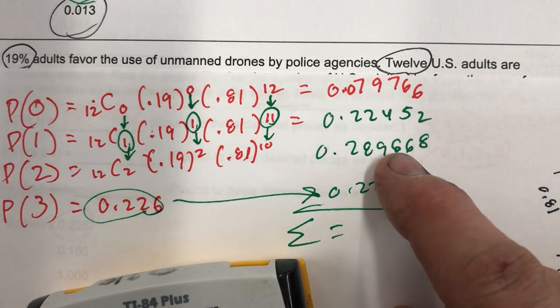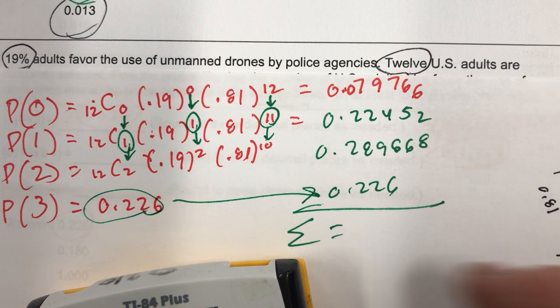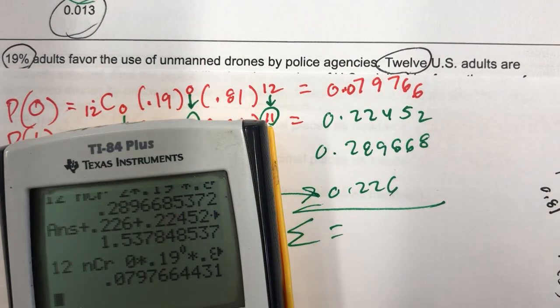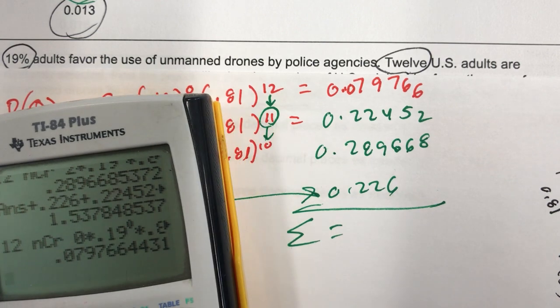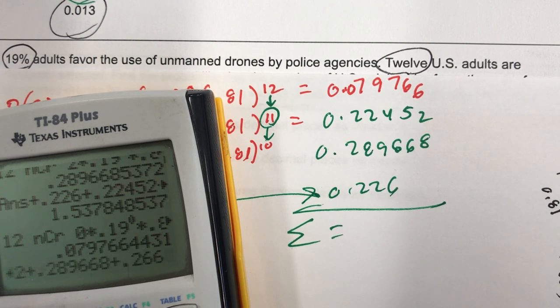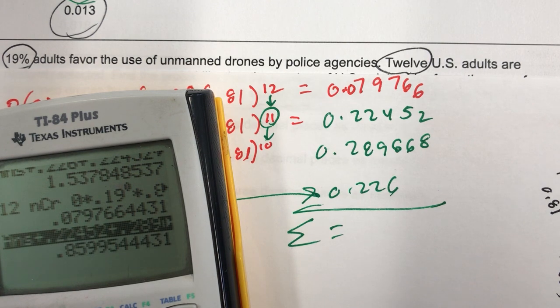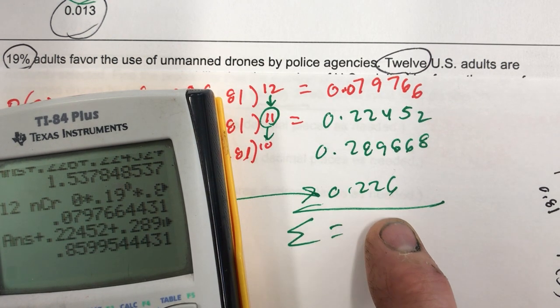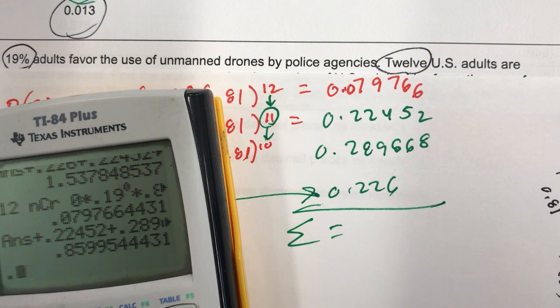Okay, so I checked that and found, see, it added up to more than 1. It can't be more than 1, and that was my problem. I left a 0 out, and you probably saw it when I did it a while ago. So plus 0.22452 plus 0.289668 plus 0.266. Uh-oh. I hit 266 in 0.2 instead of 0.226, so I'm going to do it again. I'm messing up this problem.